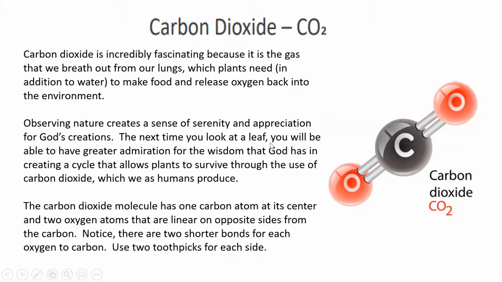The next time you look at a leaf, you will be able to have greater admiration for the wisdom that God has in creating a cycle that allows plants to survive through the use of carbon dioxide, which we as humans produce. The carbon dioxide molecule has one carbon atom at its center and two oxygen atoms that are linear on opposite sides from the carbon.